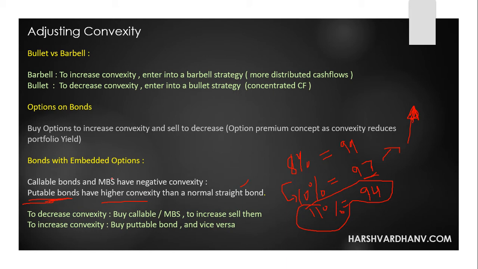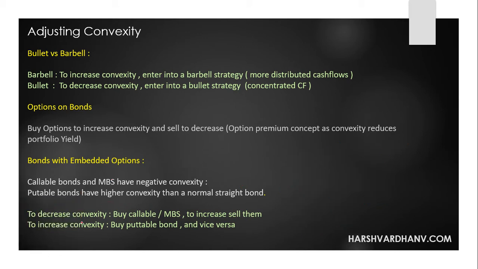So callable bonds and MBS have negative convexity. Now from this we can infer two things. To decrease the convexity, buy the callable or MBS bond. To increase, sell them. Why? When you want to decrease the convexity, you need negative convexity, and you get negative convexity when you have callable and MBS bonds. And to increase the convexity, buy puttable bonds and vice versa.